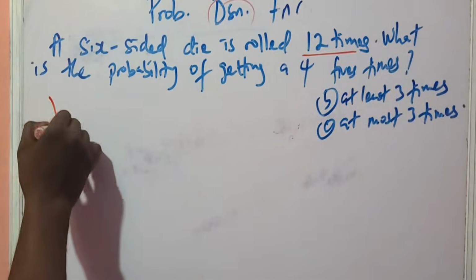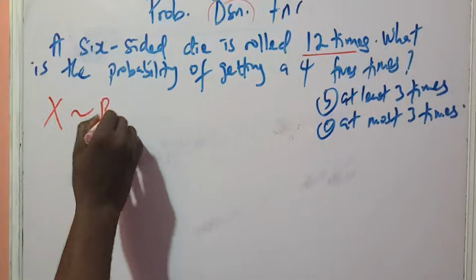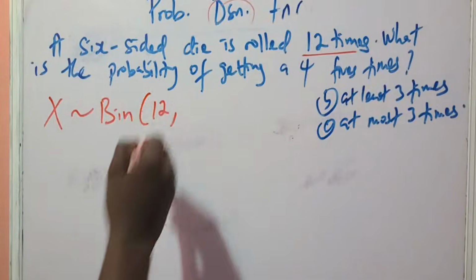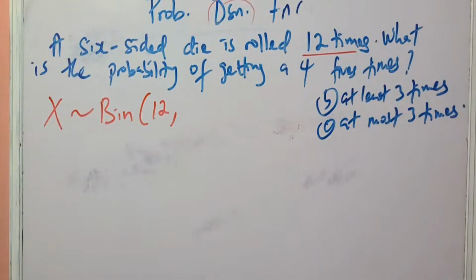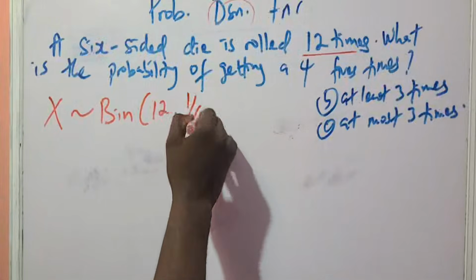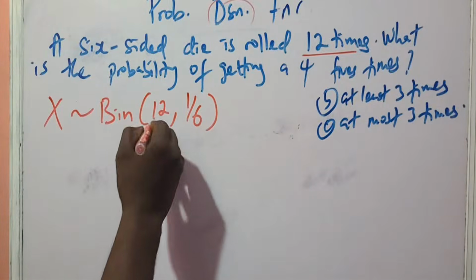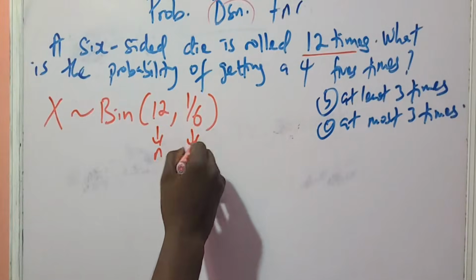So I know in this case that my random variable X is following a binomial distribution. Of course, my n is 12, and I'm rolling a die. Probability of getting a 4: when I roll a die, the probability of success p will be 1/6. I believe everybody should know this already. We have done this in our previous classes under probability. So n here is obviously 12 and p is 1/6.